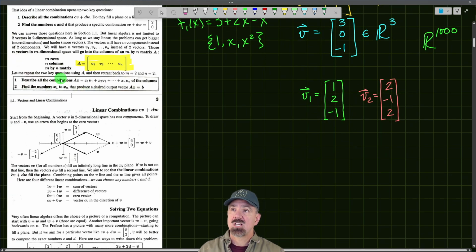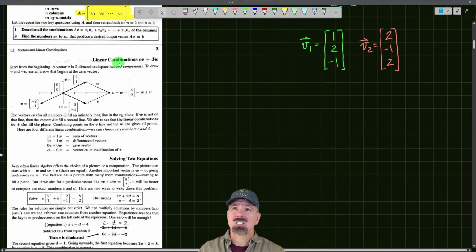So here's this conversation about linear combinations, and then a little bit about the system Ax equals b, which we'll talk about a little bit more. But first, let's talk about linear combinations, which are constant multiples of vectors, scalar multiplication of vectors, and then summing those two things together. So again, just linear combinations.